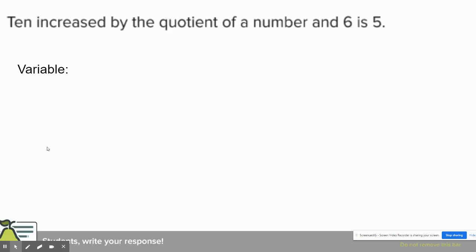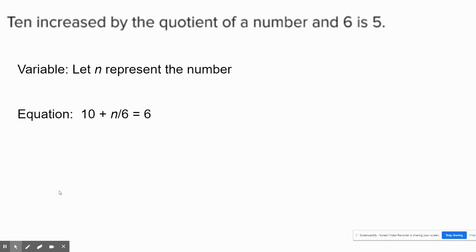10 increased by the quotient of a number and 6 is 6. Well, here, you need to recognize the "is" means equal, and quotient you need to know is division. But the first thing we do is identify the variable, and that is: let n represent the number. And the equation would be 10 plus n divided by 6 equals 6.